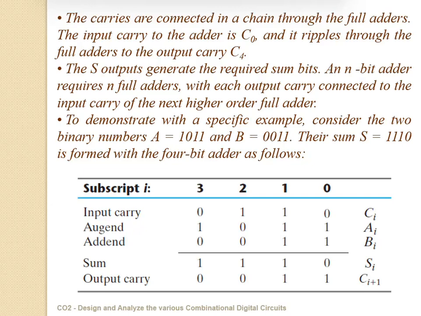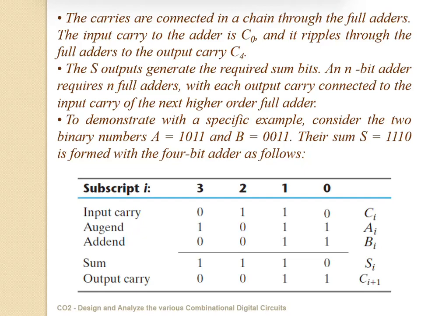An n-bit adder requires n full adders, with each output carry connected to the input carry of the next higher order full adder. To demonstrate with a specific example, consider two binary numbers, A equal to 1011 and B equal to 0011. Their sum S equal to 1110 is formed with the 4-bit adder as follows. So let us consider the augend 1011 and addend 0011.